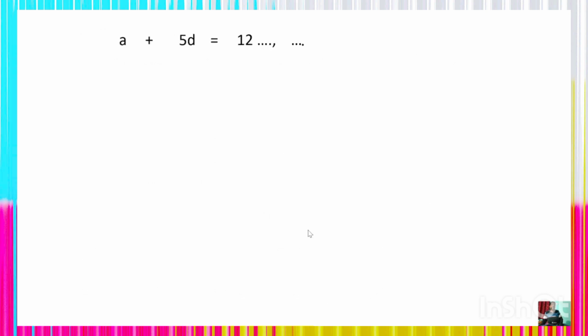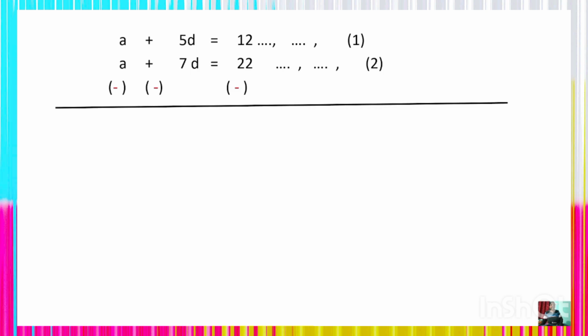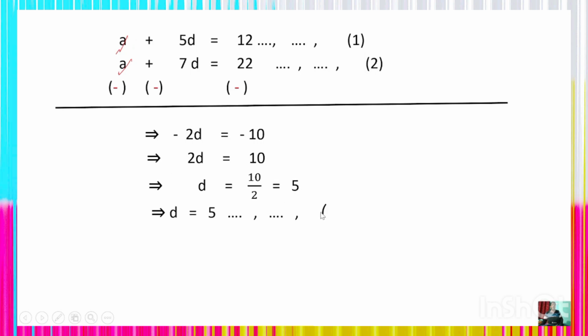Now you have to solve this equation. A plus 5D is equal to 12. A plus 7D is equal to 22. Okay. Now you have to subtract equation 1 and 2. After subtraction you will get, you see here. Here you see the plus A minus A will be cancelled. After cancellation we will get 5D minus 7D, which is minus 2D. 12 minus 22, which is minus 10. Thus we get minus 2D equals minus 10, so plus 2D equals plus 10. Thus we get D is equal to 10 by 2, which is 5. Thus the common difference is 5.